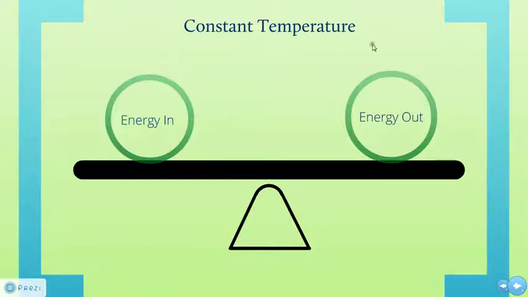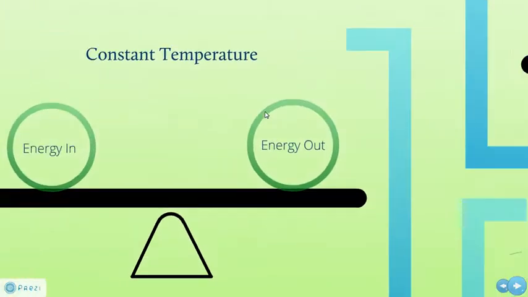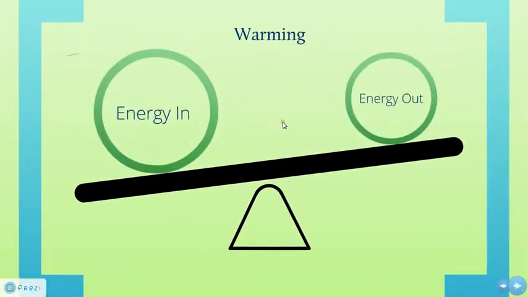And this makes sense because temperature is just a measure of energy. So if you have the same amount of energy coming in as is going out, then you have no net change in energy, and so then you wouldn't see temperature change because temperature is a measure of energy. So you get a change in temperature when you have an imbalance.